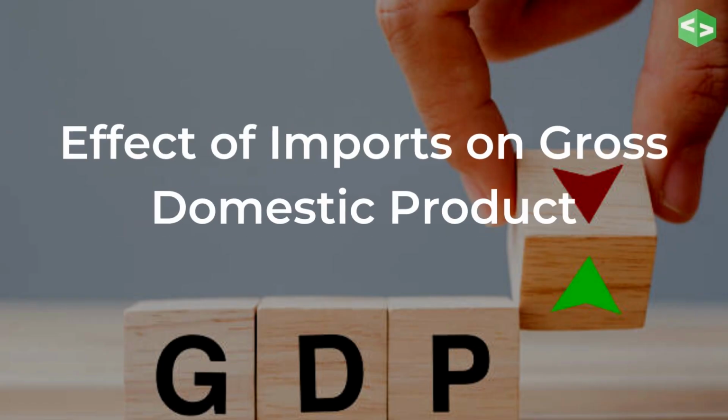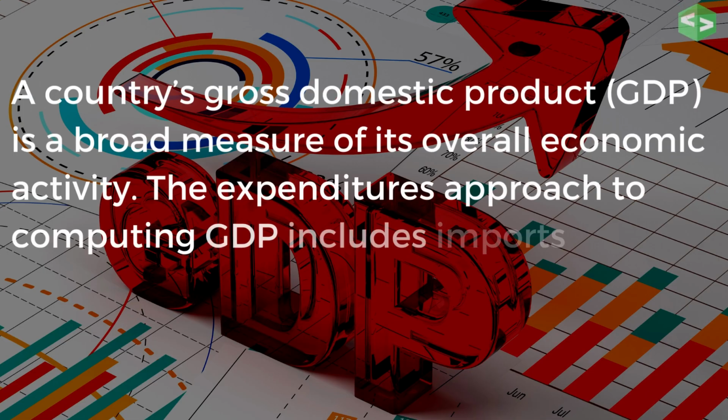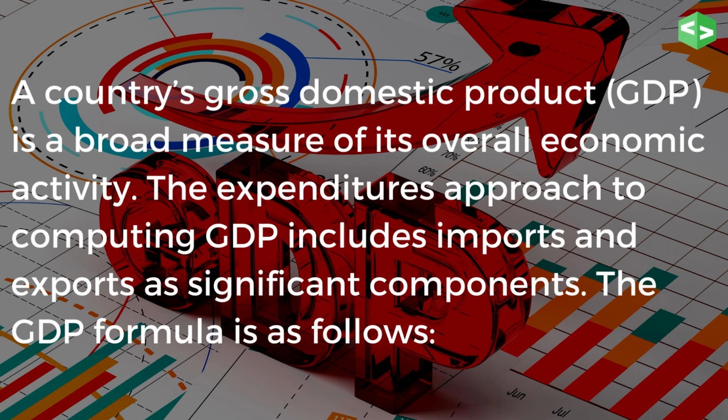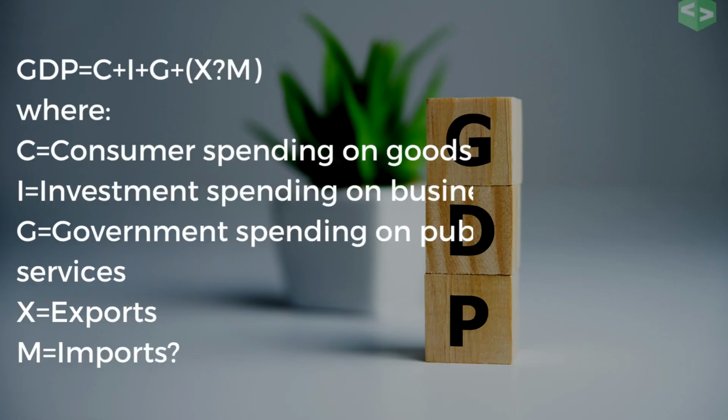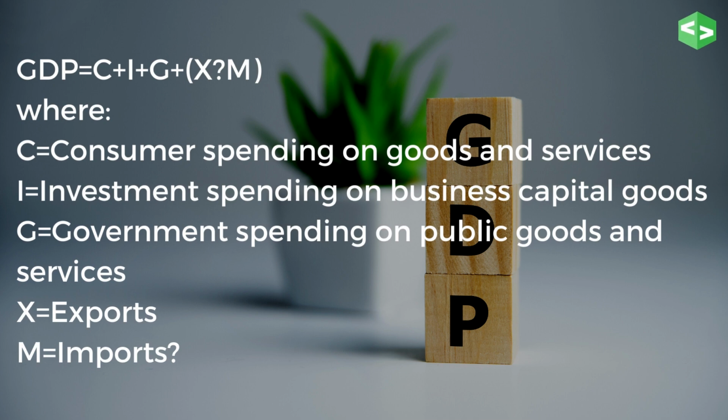Effect of imports on gross domestic product. A country's gross domestic product is a broad measure of its overall economic activity. The expenditures approach to computing gross domestic product includes imports and exports as significant components. The GDP formula is as follows. GDP equals C plus I plus G plus X plus M, where C represents consumer spending on goods and services, I represents investment spending on business capital goods, G represents government spending on public goods and services, X represents exports, M represents imports.